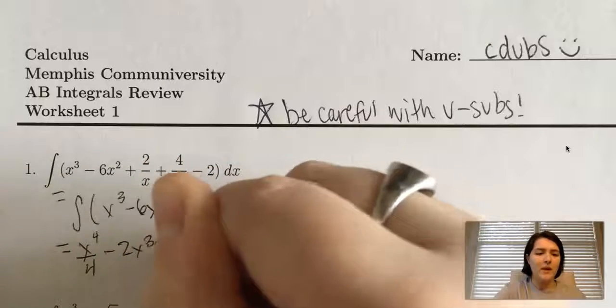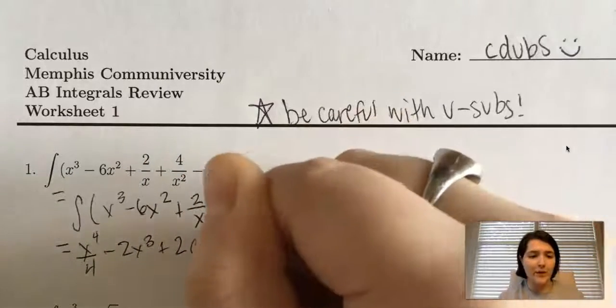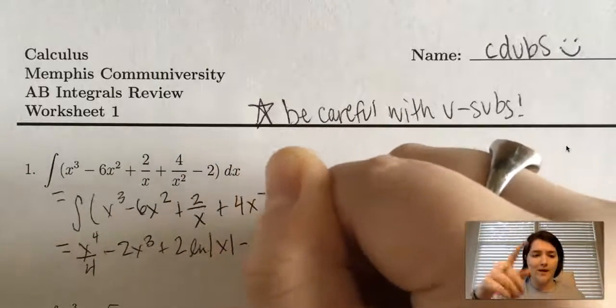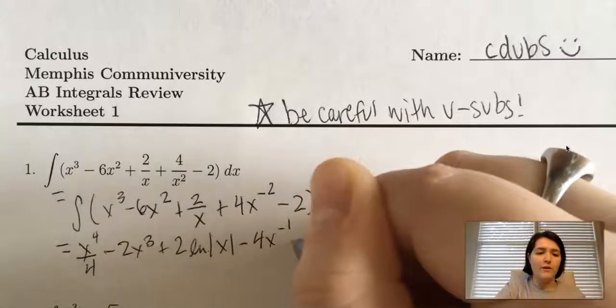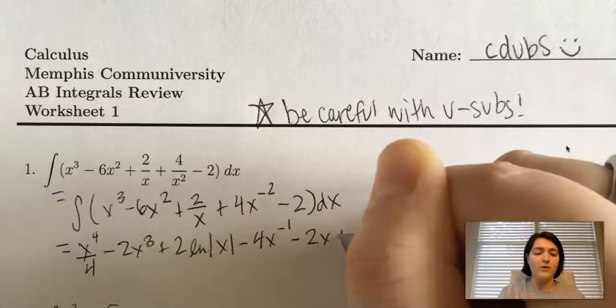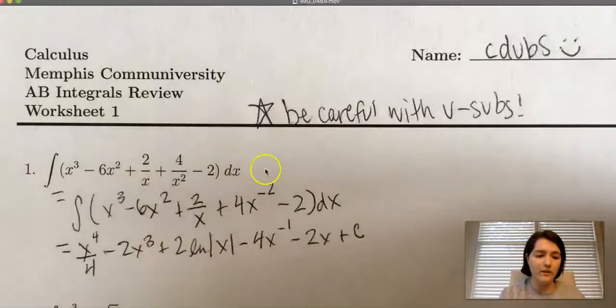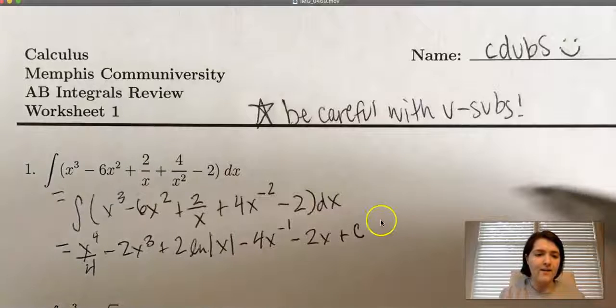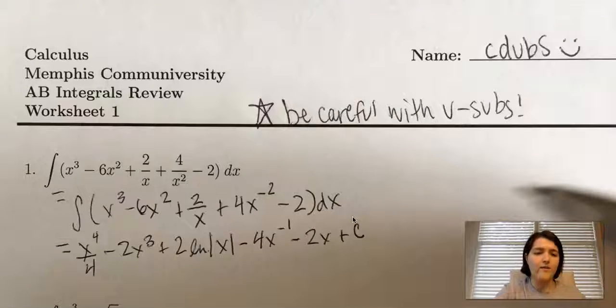We're doing power rule where we're adding 1 to the exponent and then dividing by the reciprocal. So like 3 plus 1 would be 4, and then you multiply times 1/4. And then same thing here with negative 6x squared. We're adding 1 to the exponent, and then we're multiplying by the reciprocal. So 2 plus 1 is 3, and then you do it times 1/3, so 6 times 1/3 is 2.